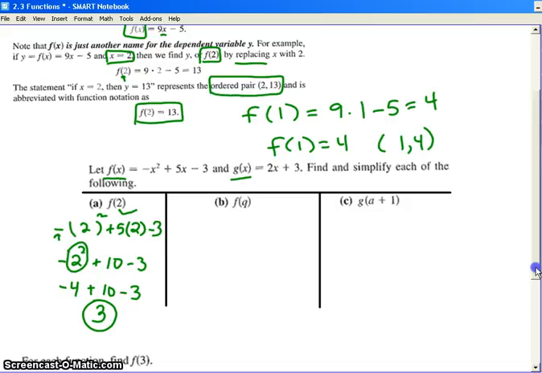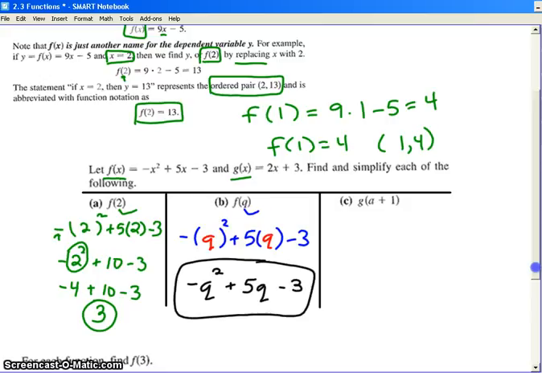Okay, let's look at the next one here. We have the function f evaluated with the letter q. So the function f is negative x squared, and I'm just going to use empty parentheses, plus 5 times x minus 3. So if x is equal to q, we're just going to put a q in there. So the result is going to be negative q squared plus 5q minus 3. That's it, right there. We don't know what q is. We're just substituting it for x into the function.